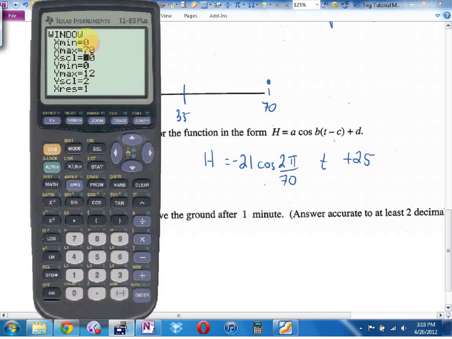60. Will that cover 60? Oh, you know what? I'm good with that. For a minute there, I thought maybe I'd have to lengthen my window. If they'd said 2 minutes, certainly I would have had to lengthen my window, but they said 1 minute, 60 seconds.